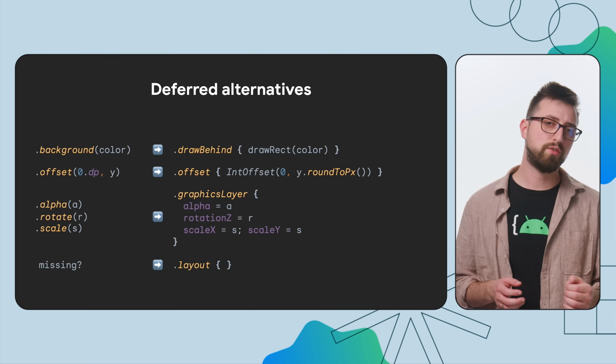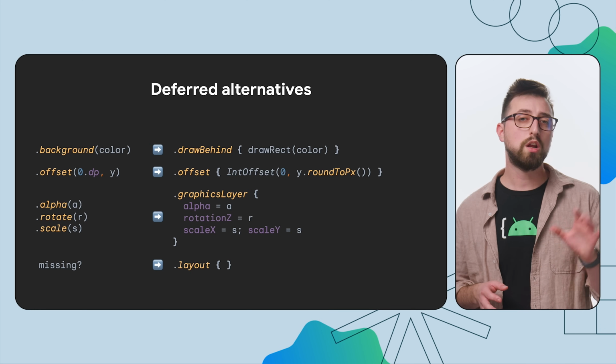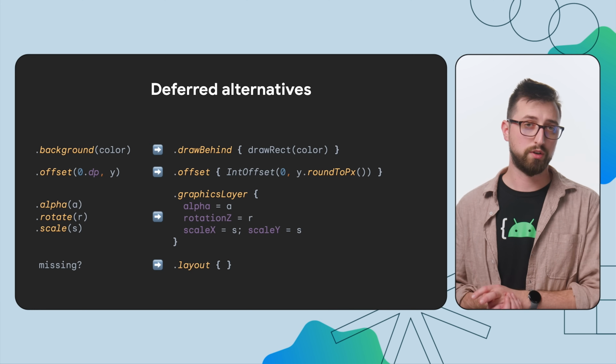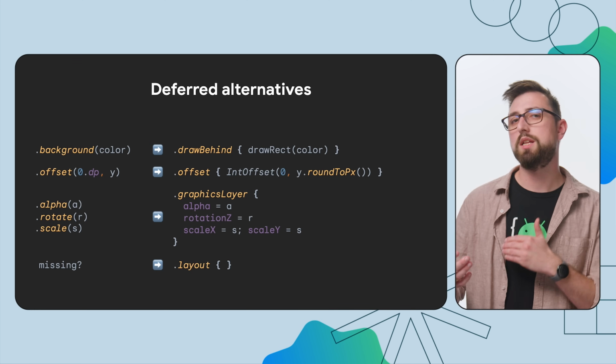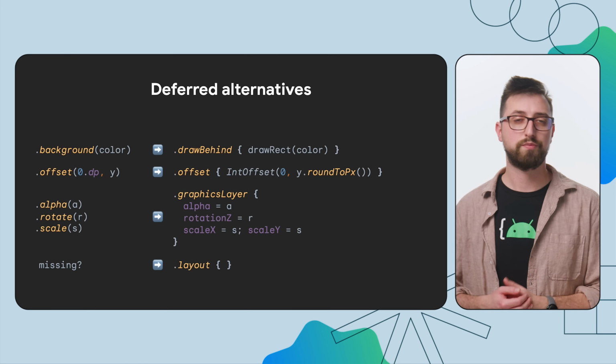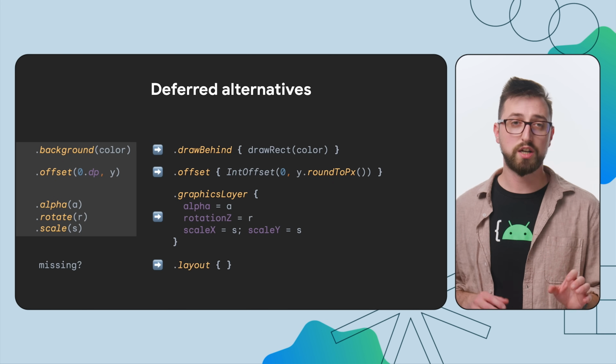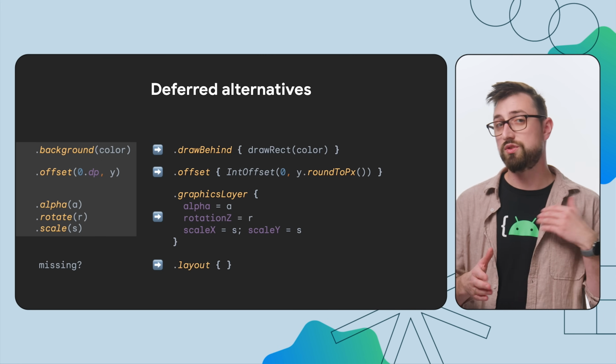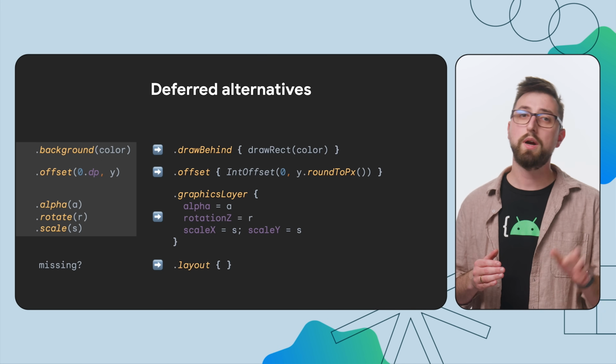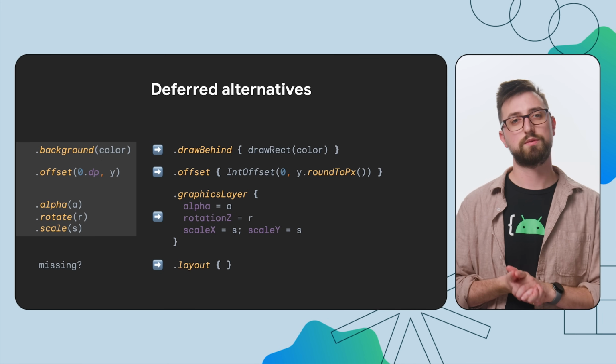If you're missing a modifier that would defer the phase, you can always use a custom layout modifier, for example when animating size or padding. Remember, it's perfectly fine to have all the modifiers in your codebase. If it's recomposing often though, you might consider the deferred alternatives.